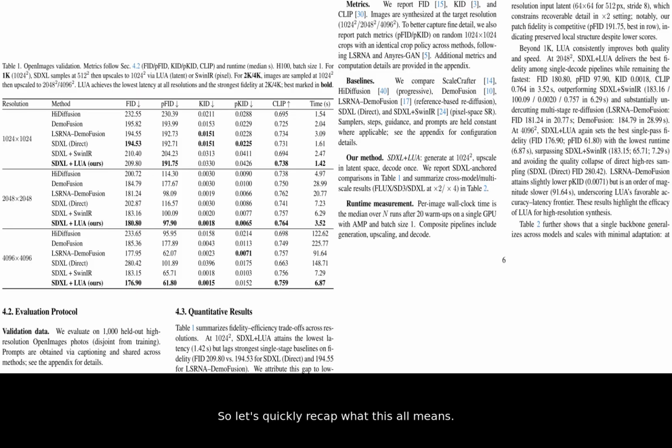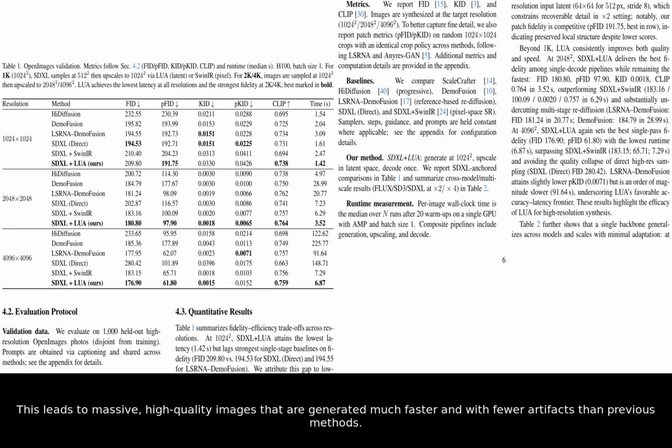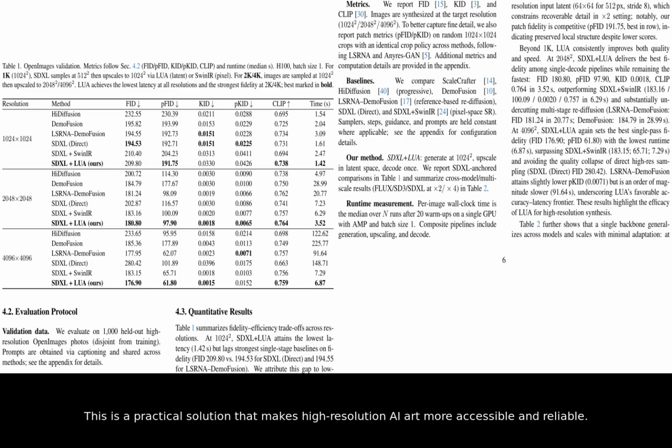So, let's quickly recap what this all means. The researchers created a small, efficient adapter called LUA that plugs into existing AI image generators. It smartly upscales an image's hidden blueprint rather than the final pixels. This leads to massive, high-quality images that are generated much faster and with fewer artifacts than previous methods. This is a practical solution that makes high-resolution AI art more accessible and reliable.